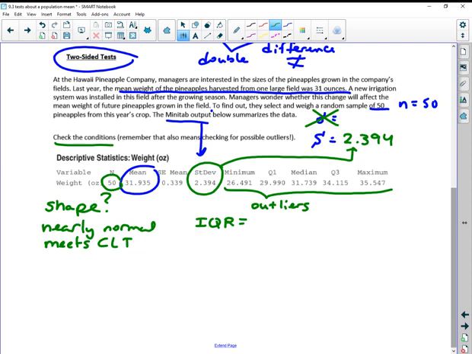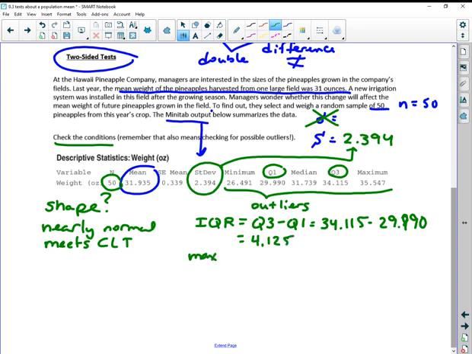Okay, so first of all, we need our IQR. That's based on our Q1 and Q3, because it's Q3 minus Q1. So we get 34.115 minus 30.990. I get an IQR of 4.125. Now, if I want my max typical above this value, then I will call you an outlier. That's my Q3 plus 1.5. Okay, so we're going to take my Q3.